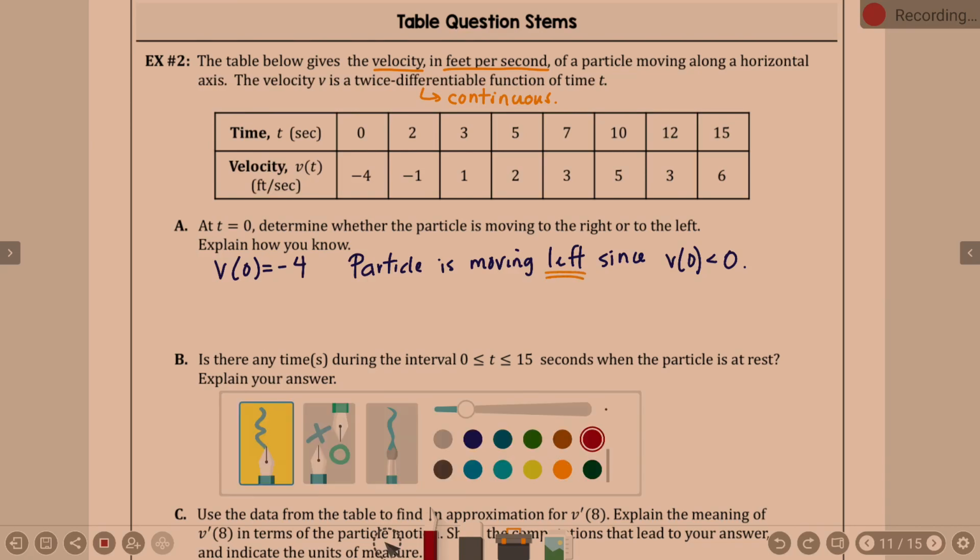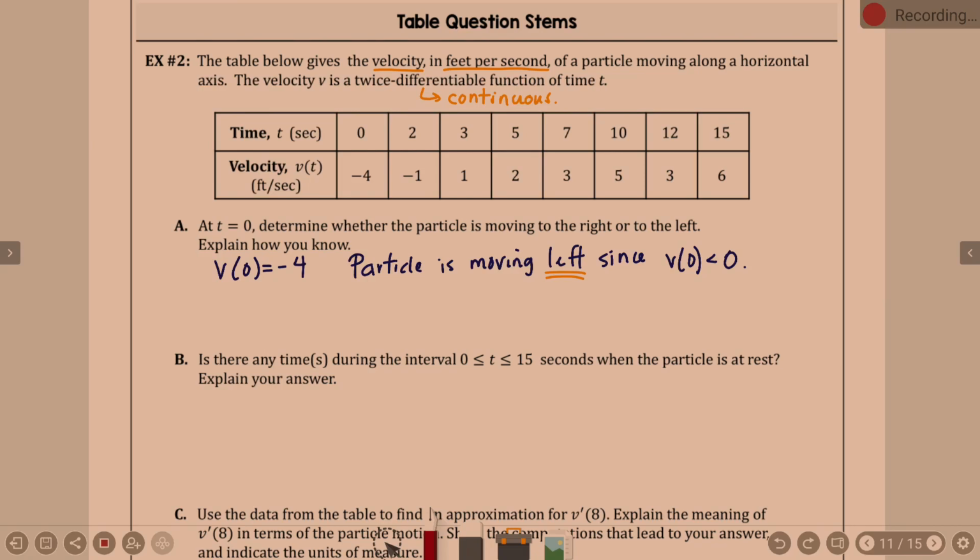Okay. B. Is there any time or times during the interval 0 to 15 seconds, which is the whole chart, where the particle is at rest? Explain your answer.